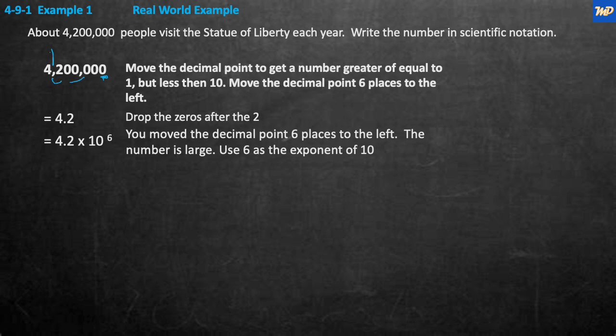So now 4.2 is the first number, and then there's a bunch of zeros after. You can drop any zeros below the last real number that's above 0. If there's a 2 or a 3 or a 5, you can't erase the zeros ahead of that. You only erase the zeros on the backside. So we end up with 4.2 times 10 to the 6th. That's the answer in scientific notation.